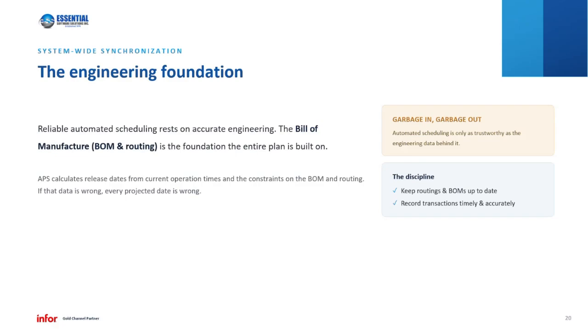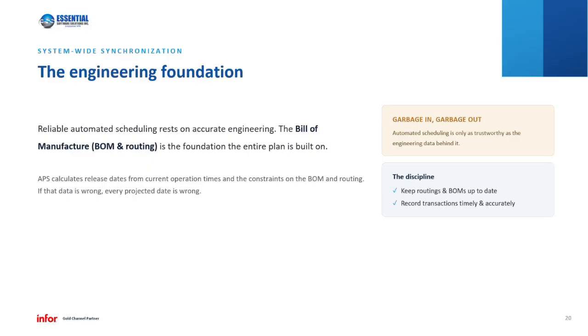All right. What we've discussed here today, none of this works without accurate engineering. That means your bill of manufacture, your BOM, and your routing is the foundation for reliable automated scheduling. APS will calculate release dates based on your current operation times and based on the constraints of the bill of material and the routing and the resources that are assigned to that routing. If any of that data is wrong, your projected dates will be wrong. So it's a classic situation of garbage in, garbage out.